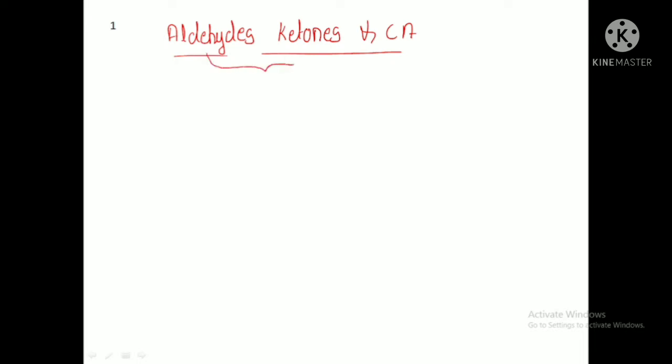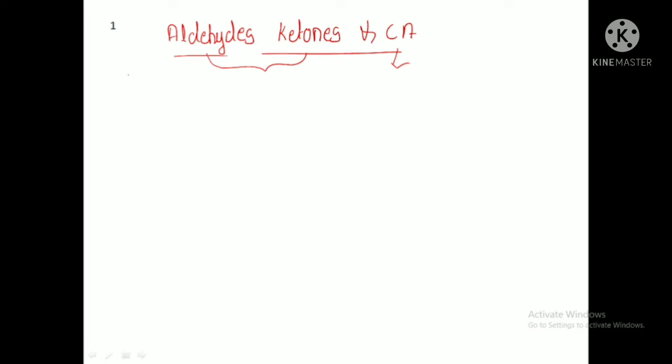Yes, in this session we are starting the chapter Aldehydes, Ketones and Carboxylic Acids. Here we are studying the properties, reactions and preparations of aldehydes and ketones together. Later, let's study carboxylic acid.